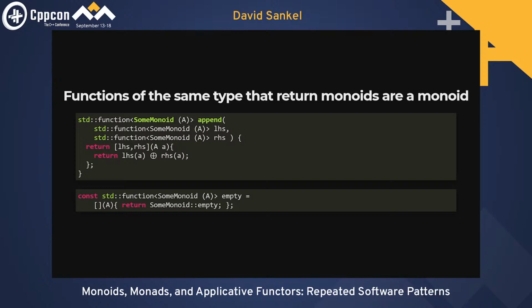So it builds a lambda function on the inside that takes in any value a, and the result of that lambda function takes the left-hand side applied to a, the monoid operation of the right-hand side applied to a, and squashes those two together. And that's how the set of functions which return a monoid actually form a monoid themselves with this kind of operation. And the empty element, of course, is going to be the function which takes in any value and always returns the empty element of the monoid.